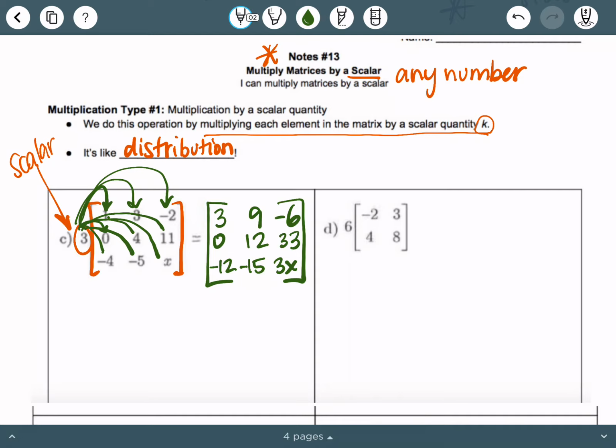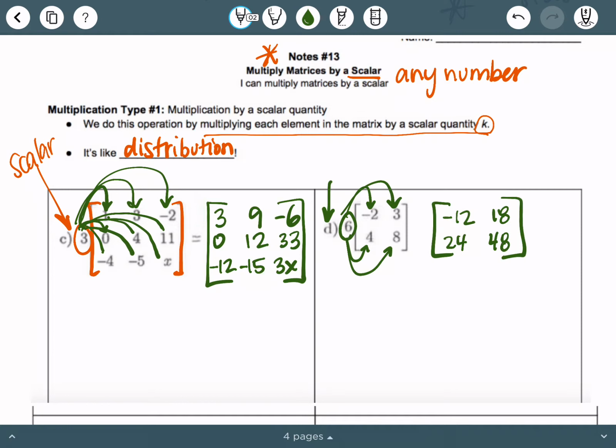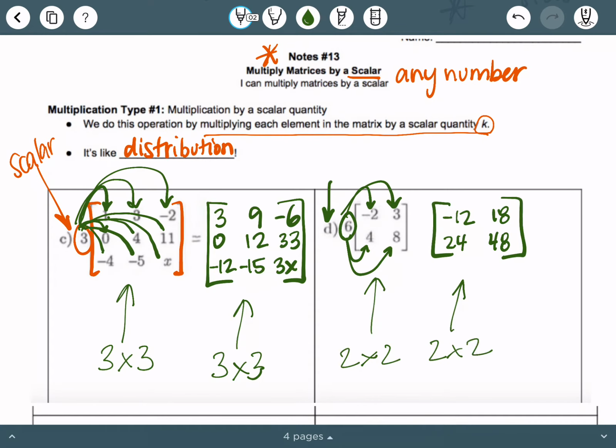So the same thing, if you want to pause your video and try letter D on your own, that might be awesome. But if you are just sticking around with me, we've got 6 times negative 2. So negative 12. 6 times 3 would be 18. 6 times 4 would be 24. 6 times 8 would be 48. So we can see that they end up being the same size. This was a 3 by 3 and it ended up being a 3 by 3. This was a 2 by 2, ended up being a 2 by 2.